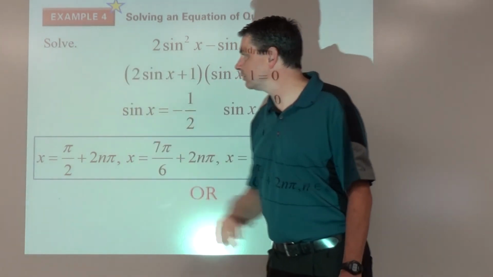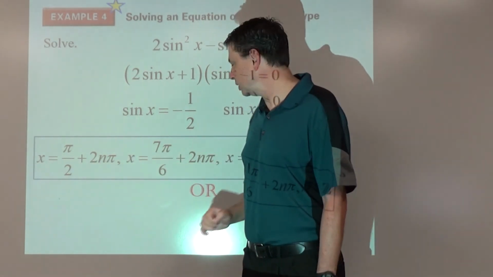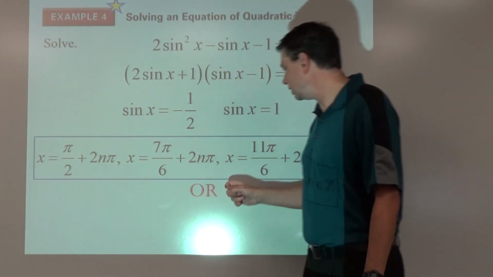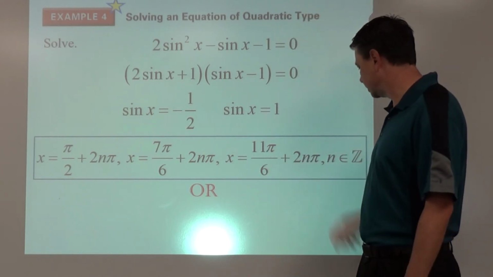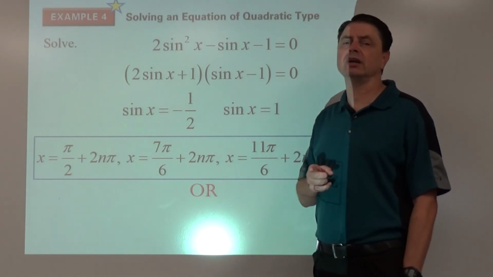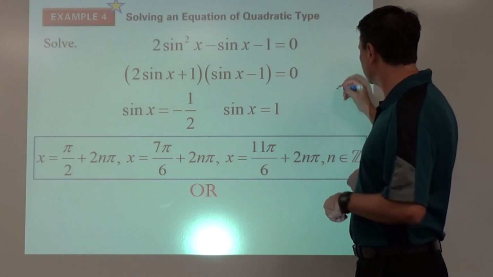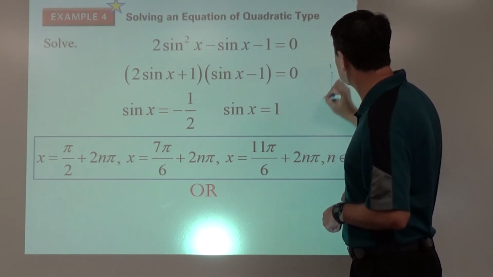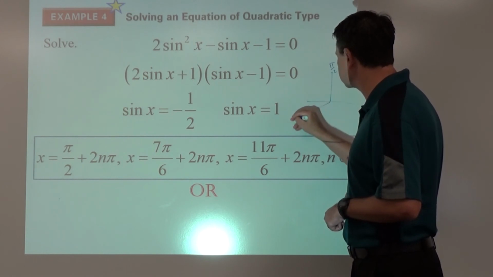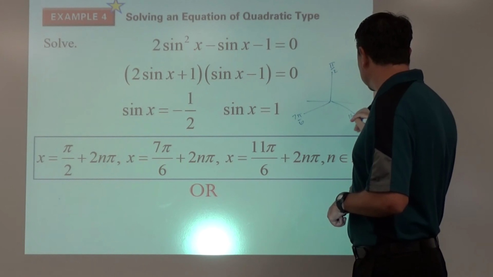Okay, and solve. So we want all the solutions. We've got from here pi over 2 plus 2n pi. We've got 7 pi over 6 from quadrant 3 plus 2n pi, 11 pi over 6 plus 2n pi. We could write it like this, or maybe there is a more efficient way. Let's take a look at that. We've got straight up pi over 2. We've got 7 pi over 6, and we've got 11 pi over 6.